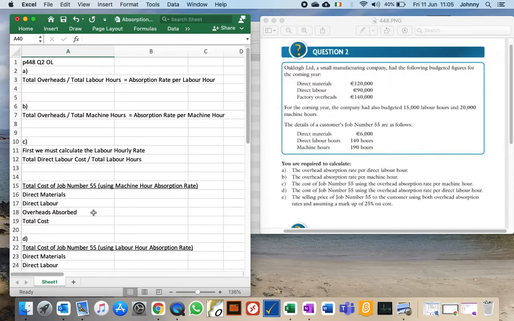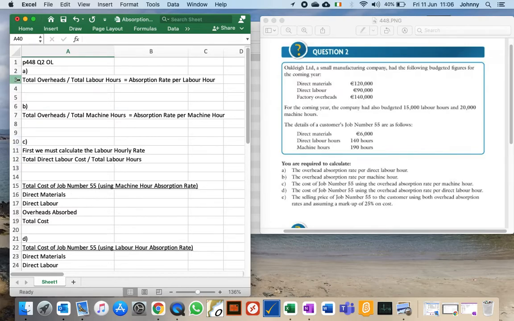So the share of all of those overheads has to be allocated to every job, and there are two systems that you could use to share these overheads. One is based on the labor hours involved in every job, and the other might be the number of machine hours involved in every job. So it depends on if the work is labor intensive or machine intensive. With these ordinary level questions, we're asked to calculate both.